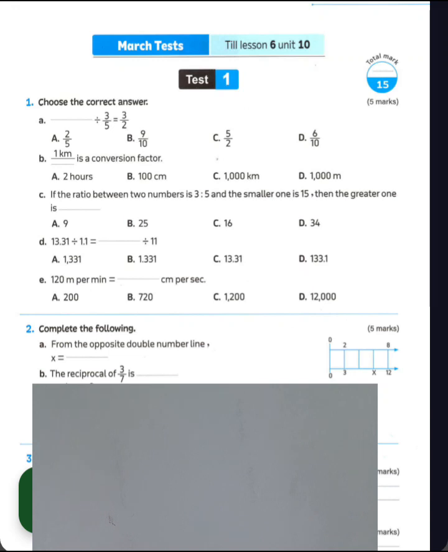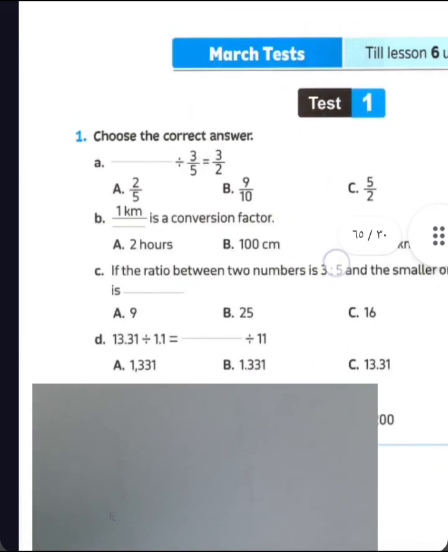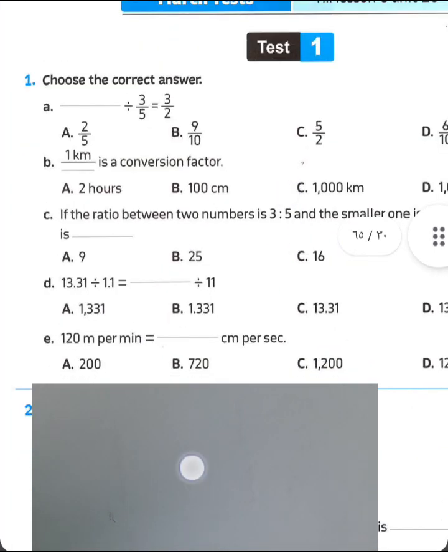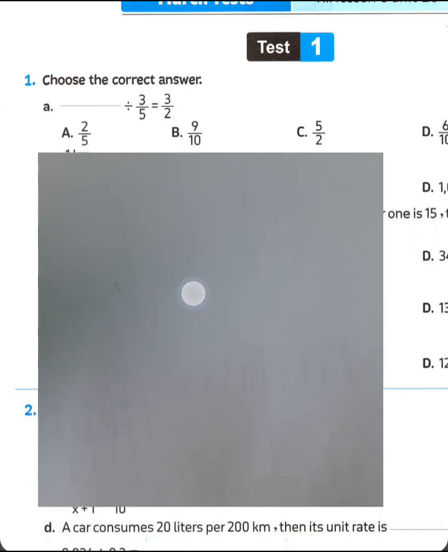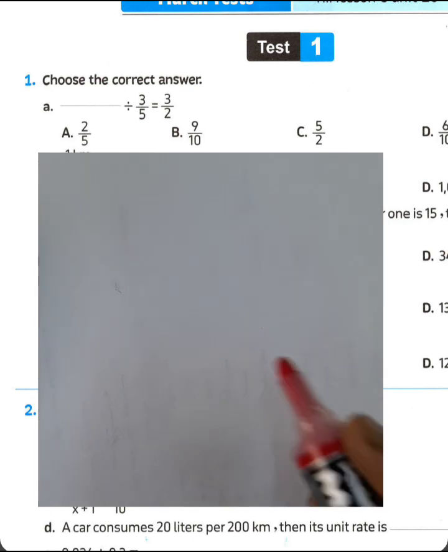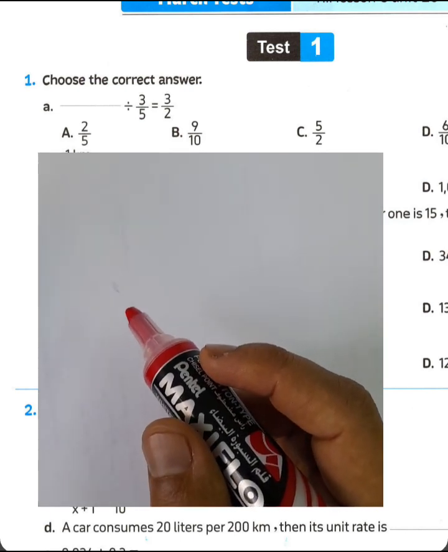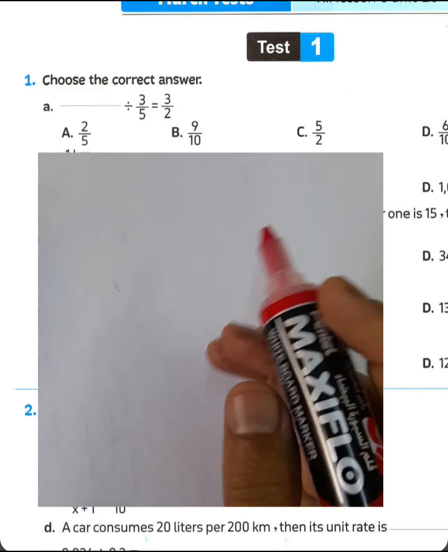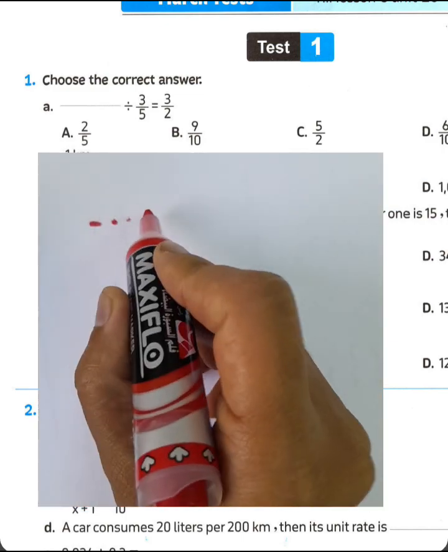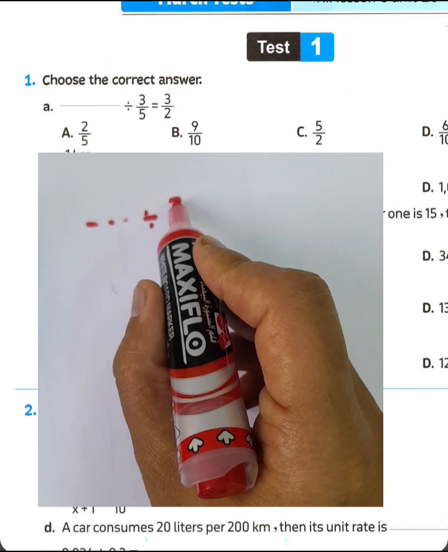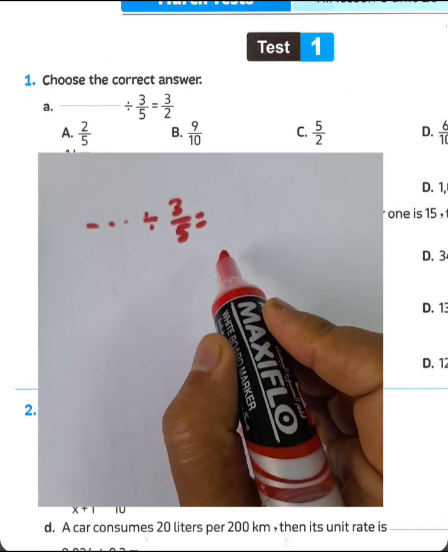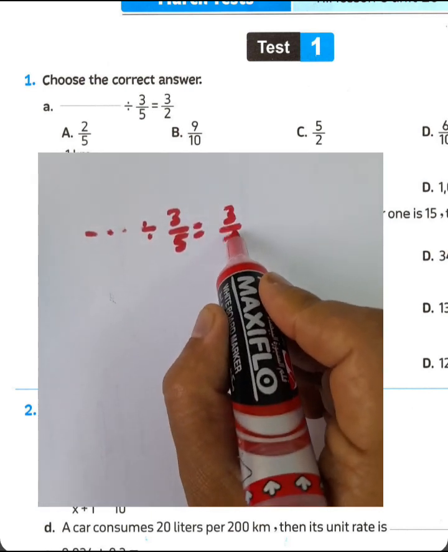From the معاصر book, question number 1 shows the correct answer. Letter A: space divided by 3 over 5 equals 3 over 2. Here we want to find the dividend. We know the dividend equals the divisor multiplied by the quotient. We want to find the number divided by 3 over 5 equals 3 over 2.